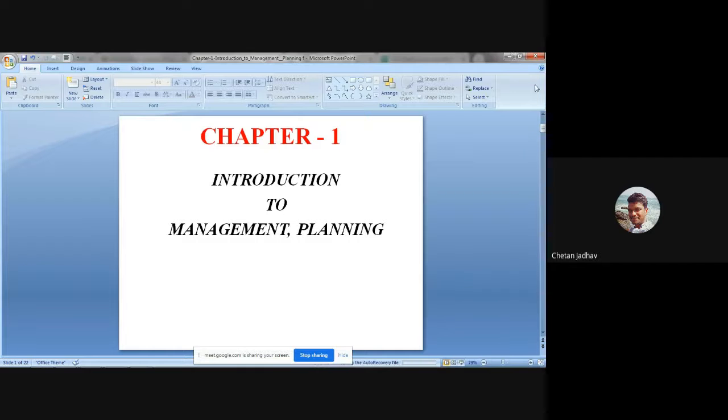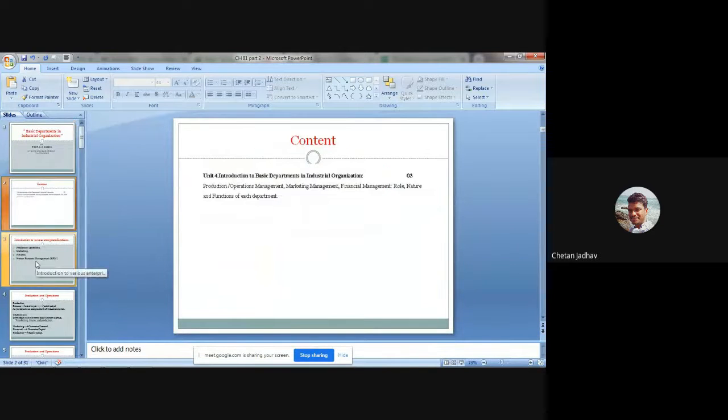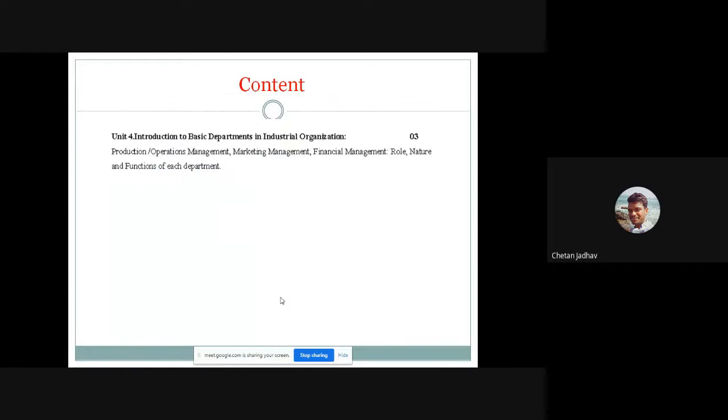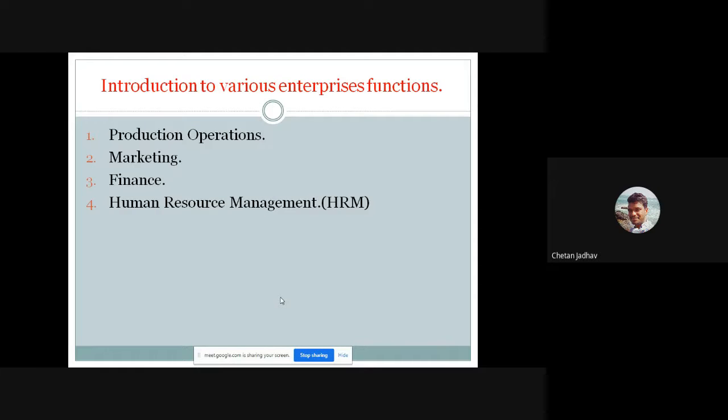So this is our first chapter, first part. Okay, so now we will see the first chapter, second part. In that we will see production management or operational management, marketing management, financial management, and the role, nature and functions of each department. The first point is introduction to various enterprise or organization functions. What are the major functions of any organization or enterprise?